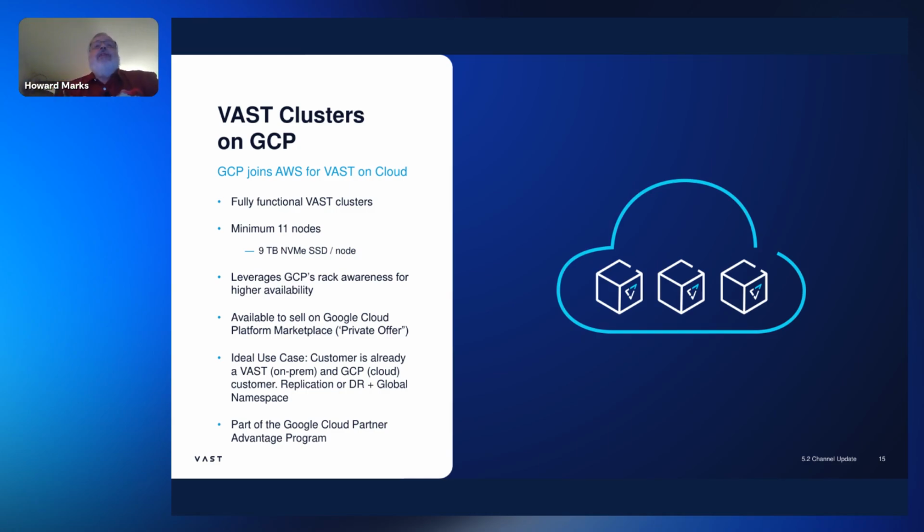It's a private offer on the Google platform marketplace, so customers who are using Google can set up the instances, but they have to deal with their VAST sales team to get the licenses for that. The ideal use case is where customers are already using VAST and GCP, or where they need some ability to do cloud bursting to GCP. Clusters will be available in AWS at an unspecified date and in other cloud providers based on demand.